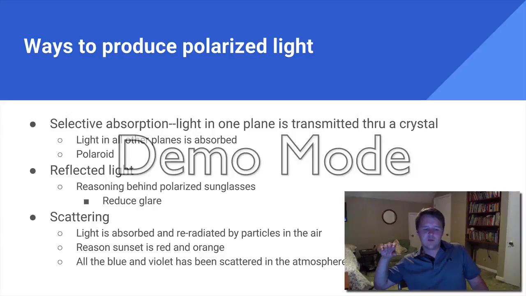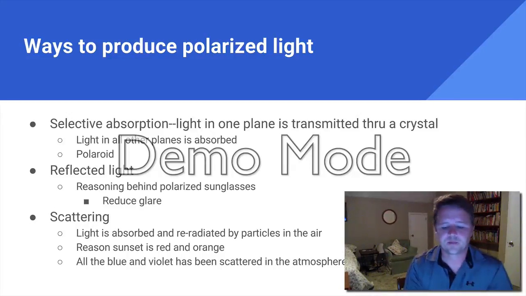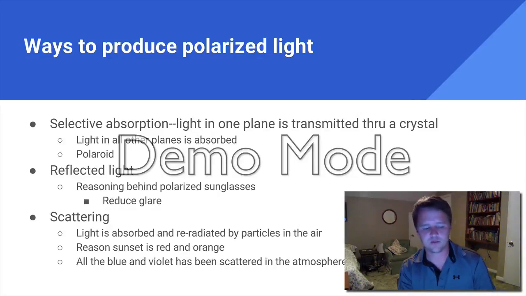This is the reason behind why the sunset is red and orange. Because in the daytime, the blue light gets through and makes your sky blue. But at sunset, all the blue light is absorbed and re-radiated by particles in the air, because the sunlight has a lot more atmosphere to travel through. And all the blue and violet is scattered before it reaches you. So scattering is the reason your sunset is orange.